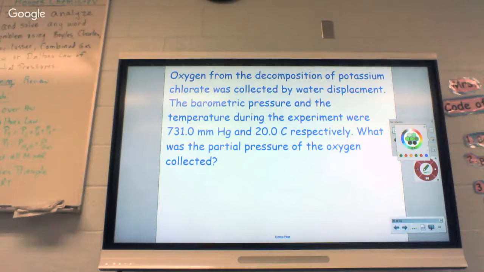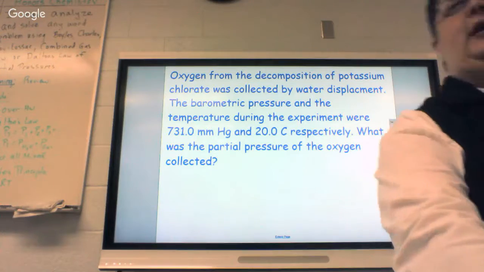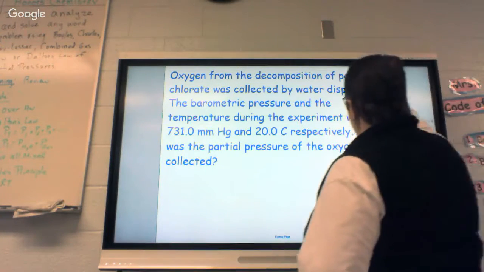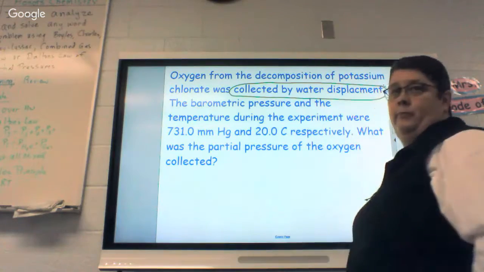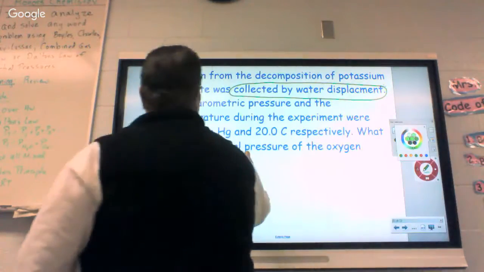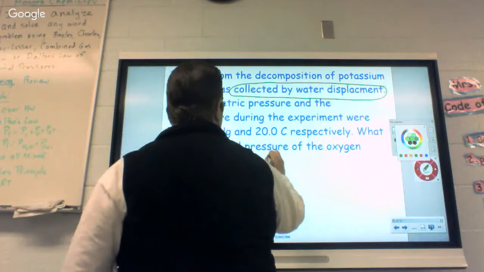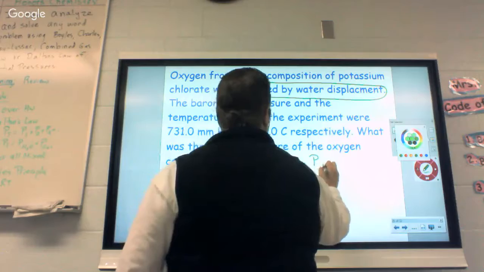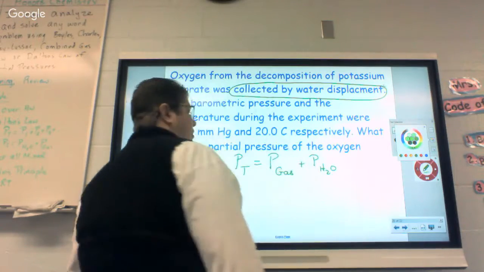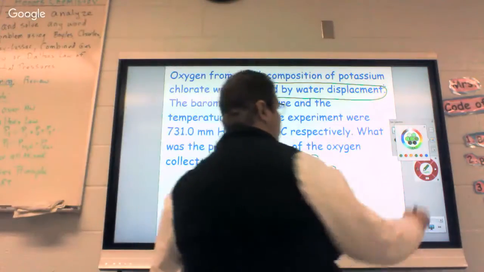All right. So, what does this question tell you if we just go with this work? When you look at this, did everybody see where it says "collected by water displacement"? Okay. So this one's the one that tells you you're going to use P total equals P gas plus P water. Now, the easiest number to find is the P water.